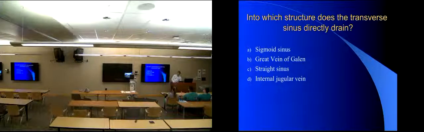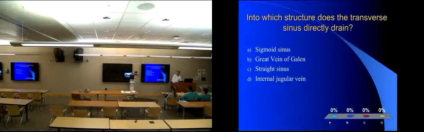Great vein of Galen. It sounds great, doesn't it? So good. Is that the one back here, right? Yeah, it's the one at the back as it curves down. So you essentially have your sagittal sinuses going into the straight, going into transverse, sigmoid, into the IJ.